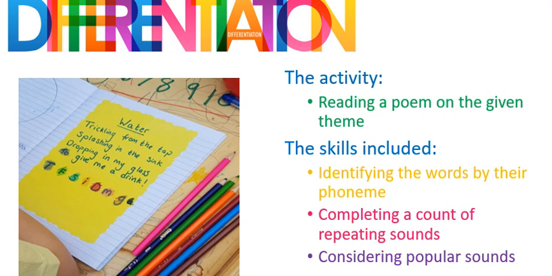The activity was to read the poem on the given theme, but the skills we developed were vast. Some of them were phonemes, repeating sounds, popular sounds, and it continues. If you look at the poem in the picture there, you'll notice you've got 2 different pronunciations of the letter T. Trickling starts with a hard consonant T sound. By the third word, in the, you've got the th sound created by the digraph TH.